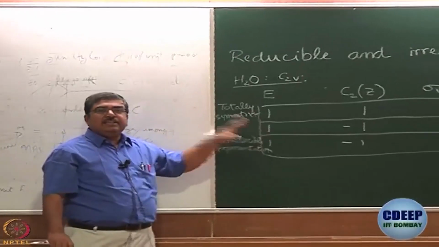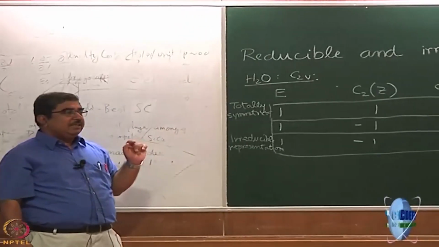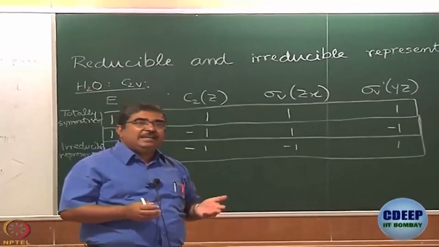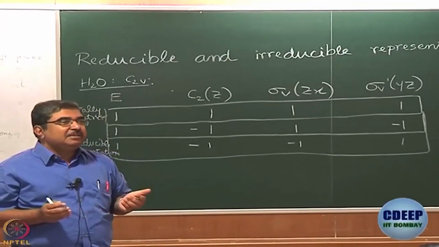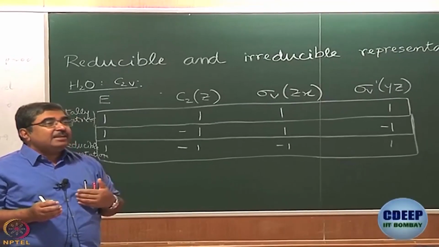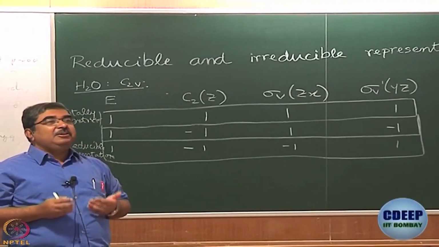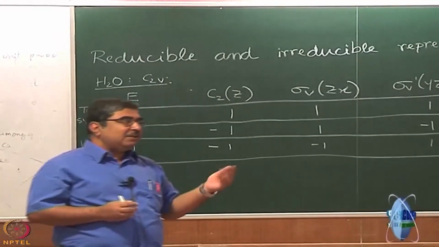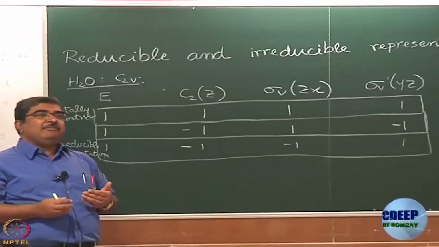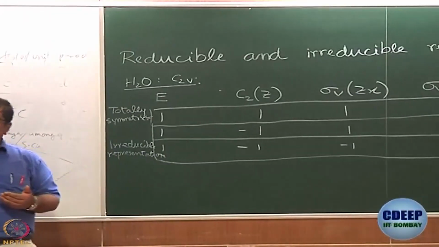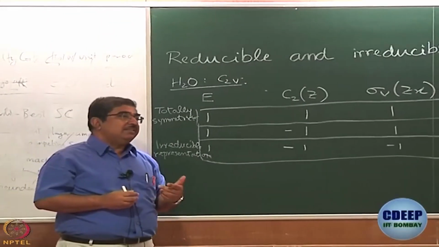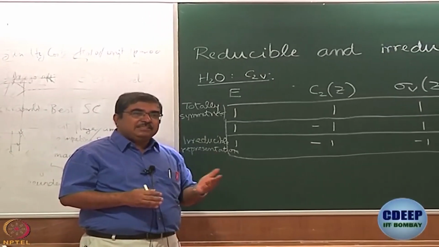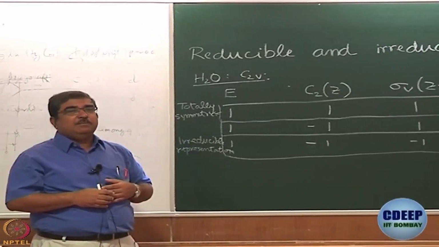So, each of these is an irreducible representation. If a representation is one dimensional, then it goes without saying that it is an irreducible representation. However, that does not mean that an irreducible representation is necessarily one dimensional. As we will see in the course of our discussion, you can have irreducible representations that are 2 dimensional or 3 dimensional. Generally, we do not have to deal with more than 3 dimensions, but even that is actually possible.